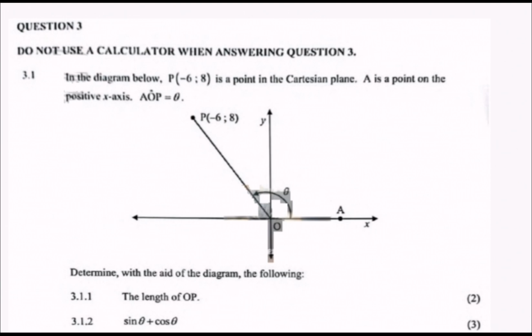Now question 3.1.1 says the length of OP. Now you can already identify that the length of OP is from the origin, which is O, to the point P, and this is diagonal, so we can tell that this is the hypotenuse. So you'll use the theorem of Pythagoras to answer this question. 3.1.1, we're going to determine the length of OP with the aid of the diagram. So we're going to utilize the theorem of Pythagoras, and it says x squared plus y squared is equal to r squared.